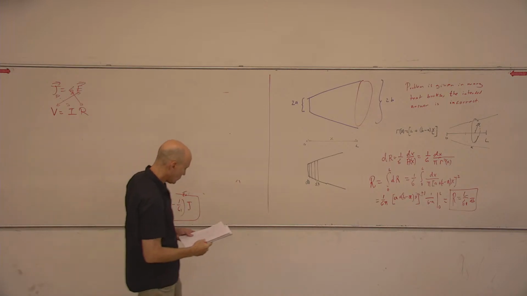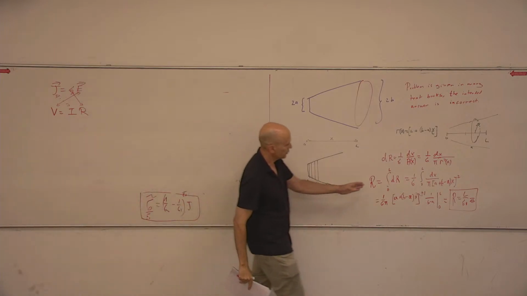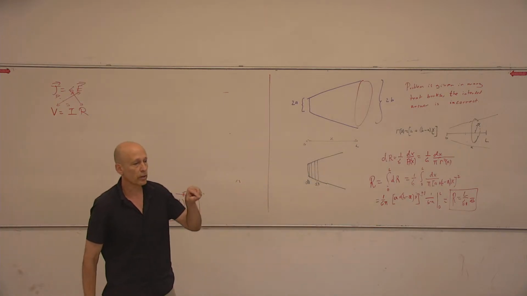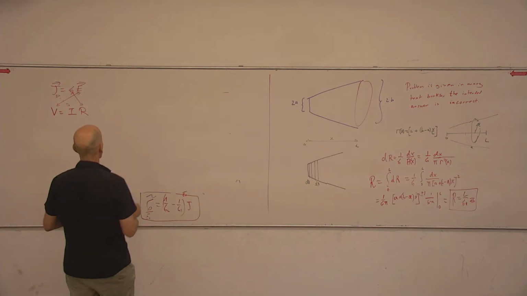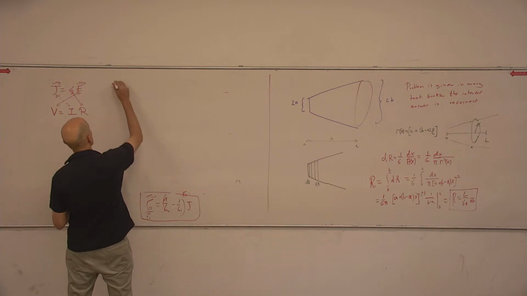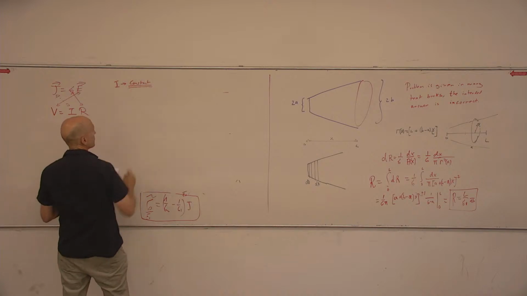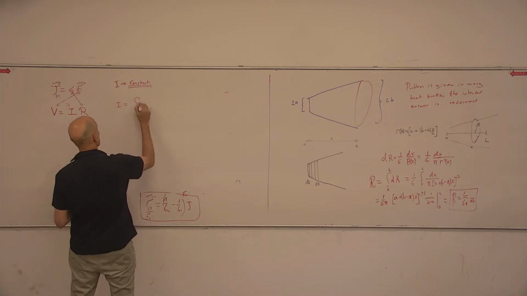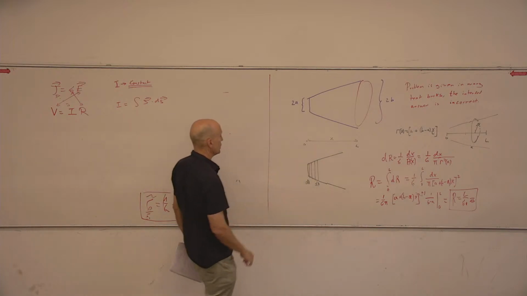So let us assume that the assumption here was on the addition of resistance. Now we're going to assume something else, which is equivalent, and that is that the current is constant. Let us see where that leads us. So I is a constant. If I is a constant, what is I? It is the integral of j dS. That's a definition. And I have here this slice, and I can calculate this I.